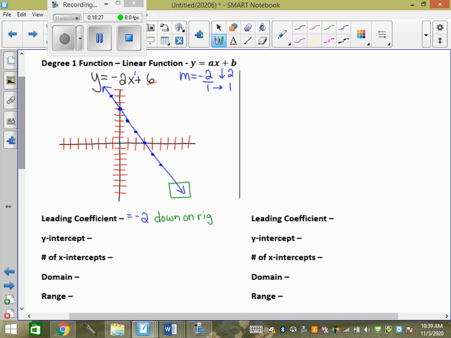Now, some people may ask, how do I know how it's going to end on the left then? Well, it's going to be in the opposite direction, because linear is in opposite directions, correct? Linear is actually a degree 1. So it ends in opposite directions, so it's going to end up.